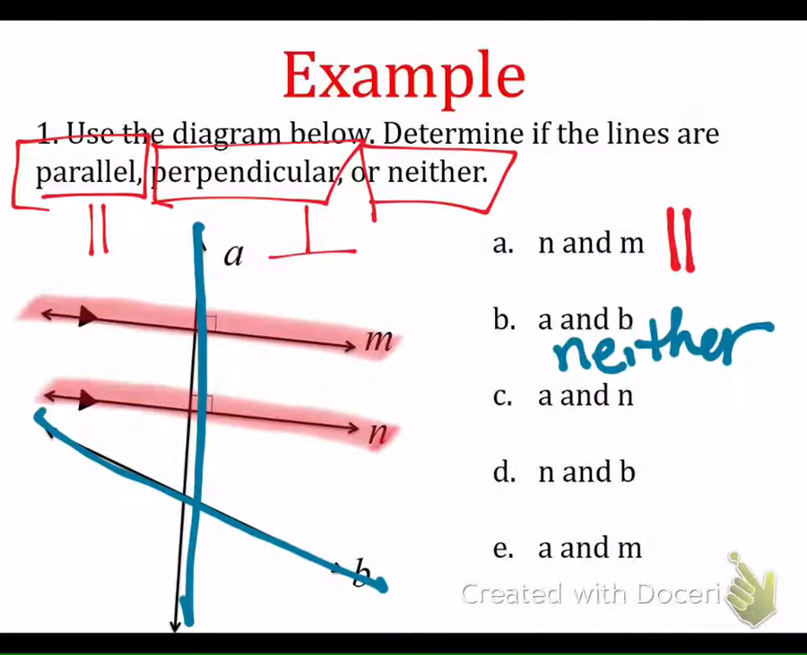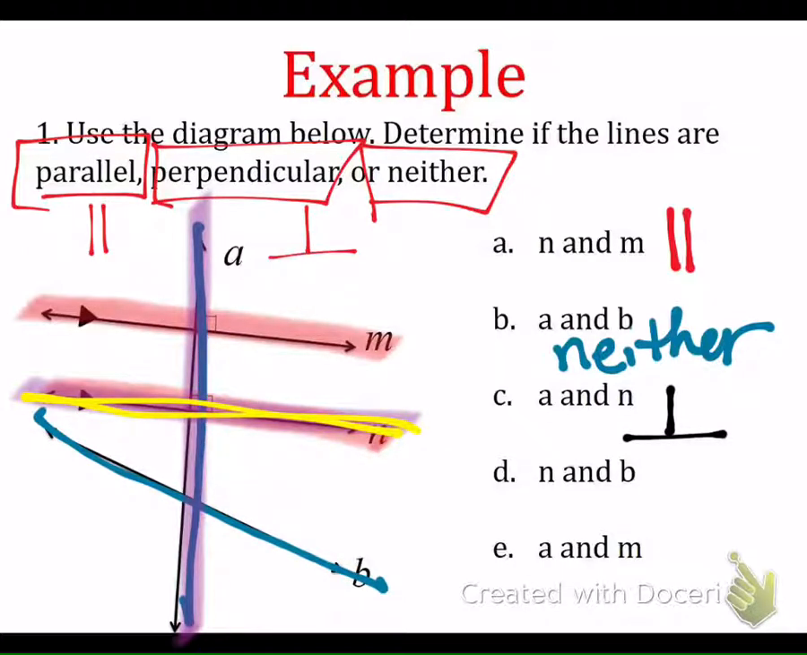All right, next, A and N. So A is here, N is here. Those are perpendicular. You can see there's a box where they intersect right here. I've kind of covered it up with all my highlighting. Perpendicular is like that upside down T. All right, line N and line B. So N is here, B is here. That's a neither, good.